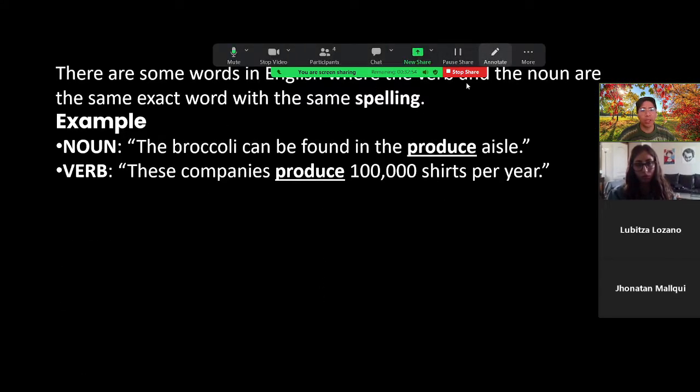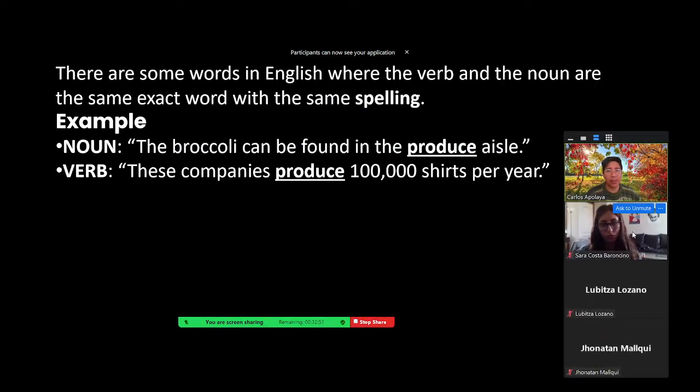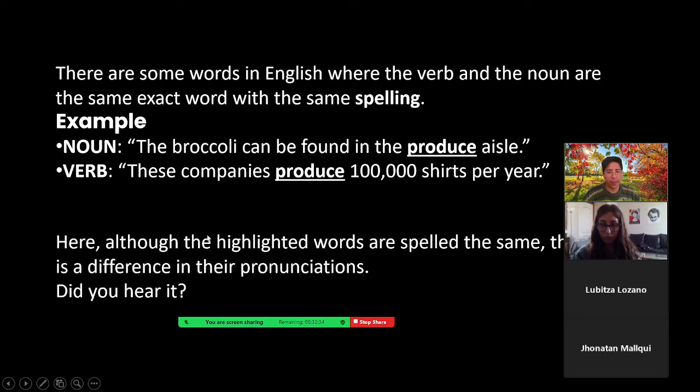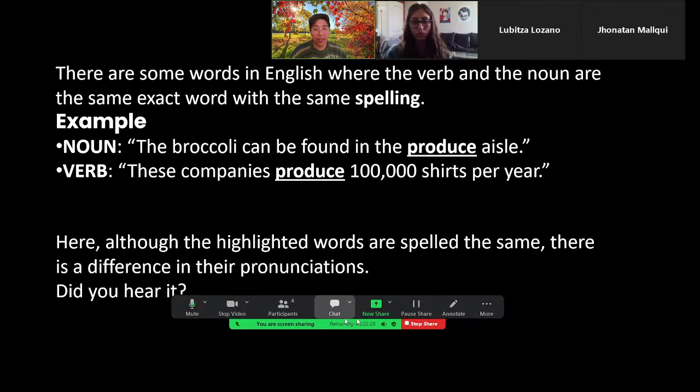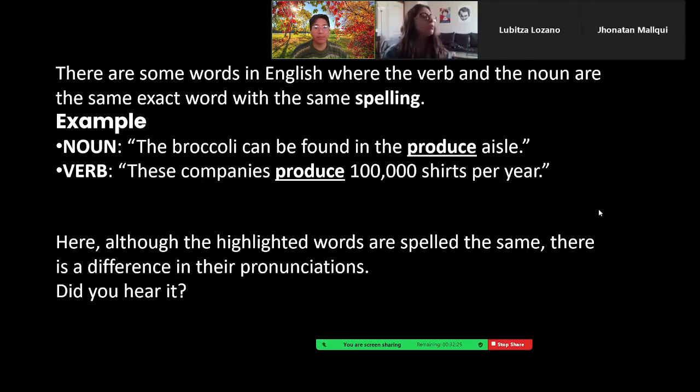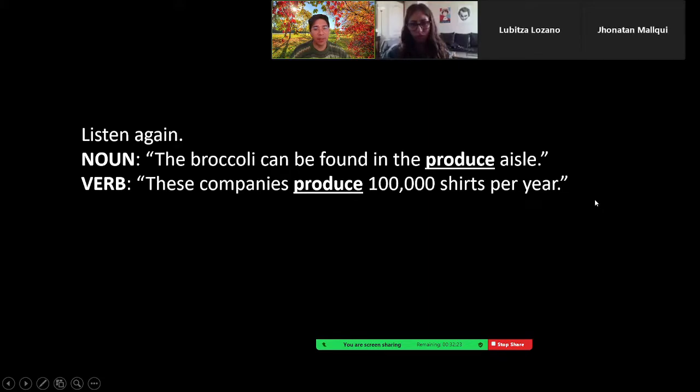So there are some words in English where the verb and the noun are the same exact word with the same spelling. For example, the broccoli can be found in the produce aisle. These companies produce 100,000 shares per year. Here, although the highlighted words are spelled the same, there is a difference in their pronunciation. Did you hear it? Listen again. The broccoli can be found in the produce aisle. These companies produce 100,000 shares per year.